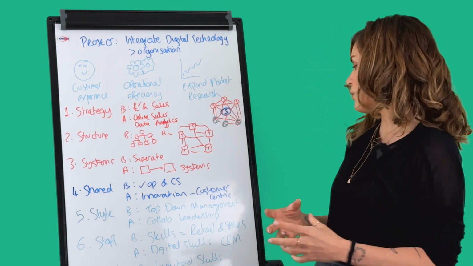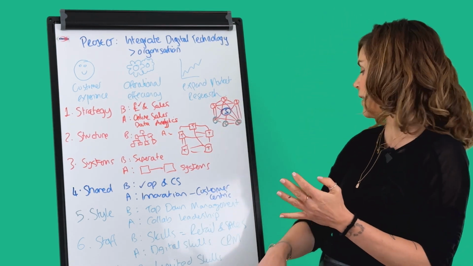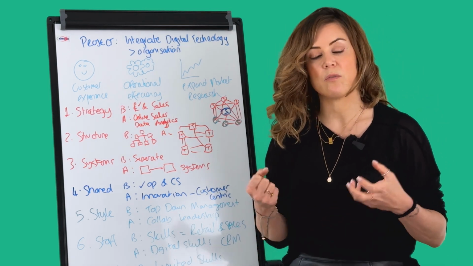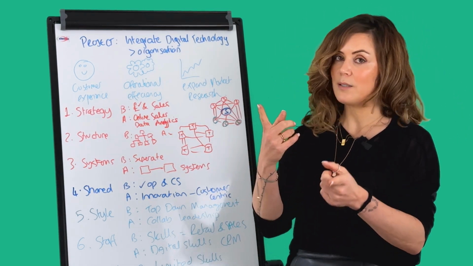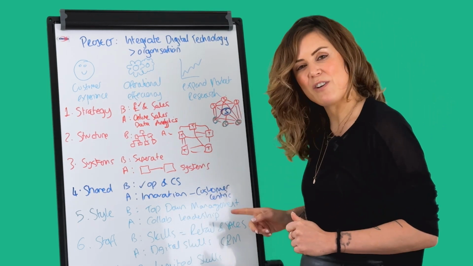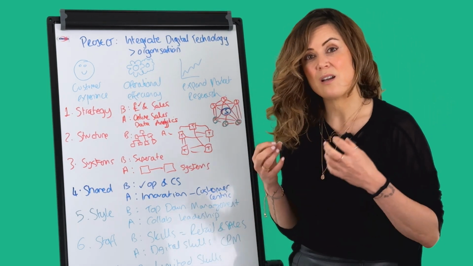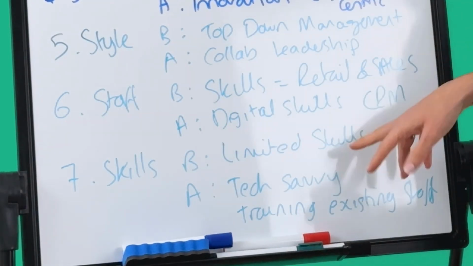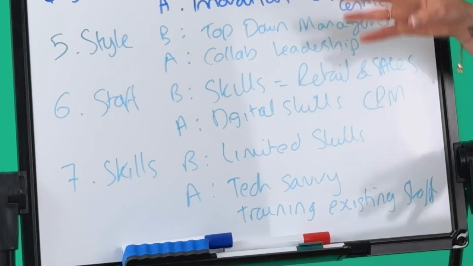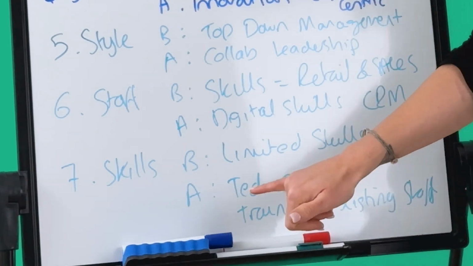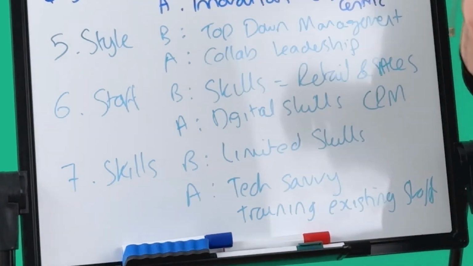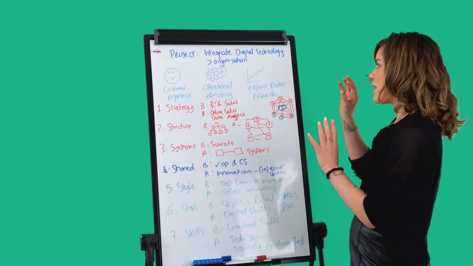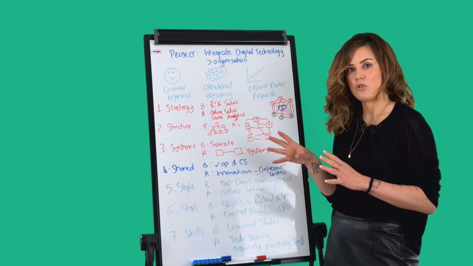6, staff. Before, it was all about the skills that the staff had, which were focused more on retail and sales. After, what they want to improve the staff with is they want to give them digital skills, and also customer relationship management. So they want to enhance and upskill their teams. And 7, skills. The skills were currently limited, but after, what they want to ensure is they have more tech savvy by pulling people in from outside of the business, but they also want to train their existing staff. That's a scenario where they're going to create a digitalization transformation.